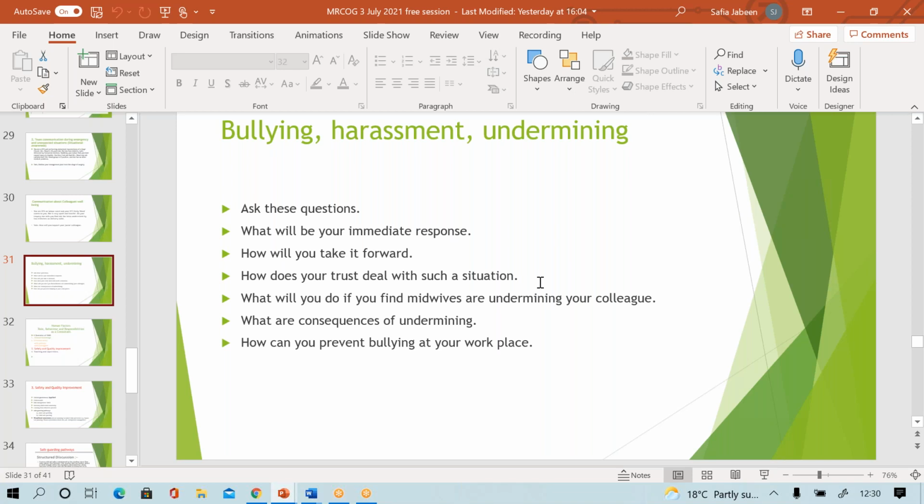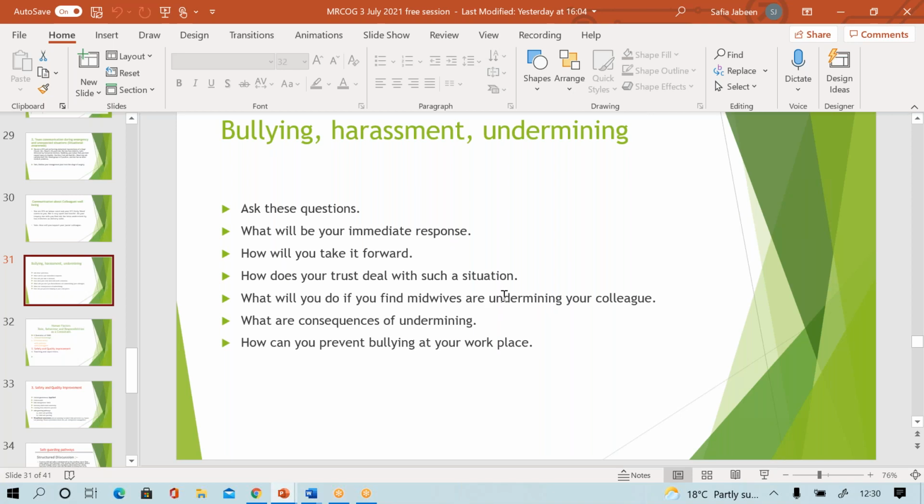Every trust has a trust policy on anti-bullying and harassment, so we will act accordingly, and then you can speak up. All those steps I have told. What will you do if you find midwives that are undermining your colleagues? Same thing. I don't know why they have put it separately again. What are the consequences of undermining? Yeah, so we did discuss the consequences.